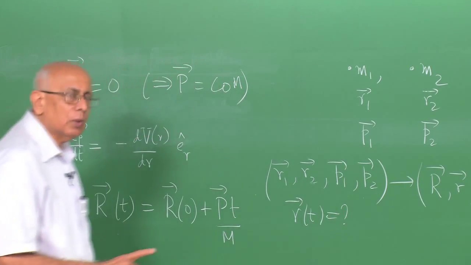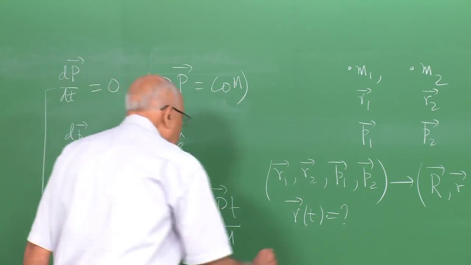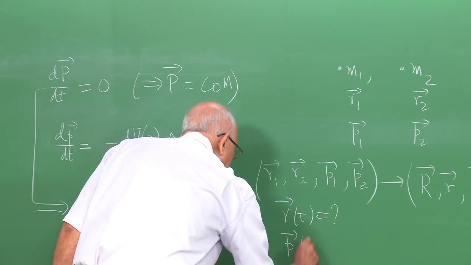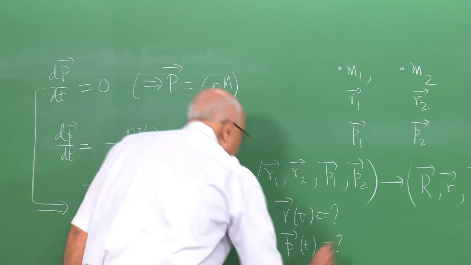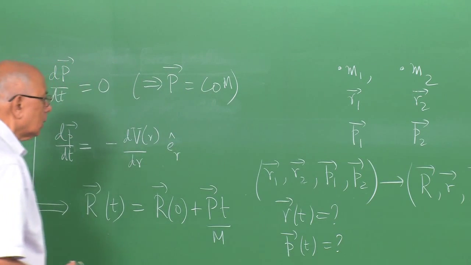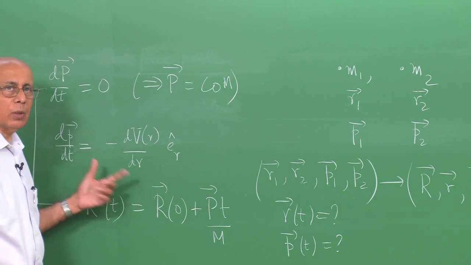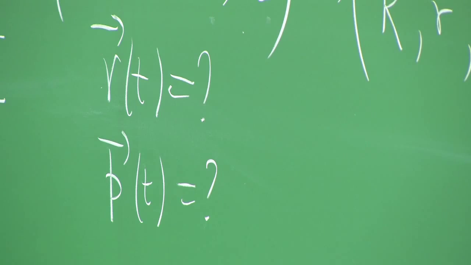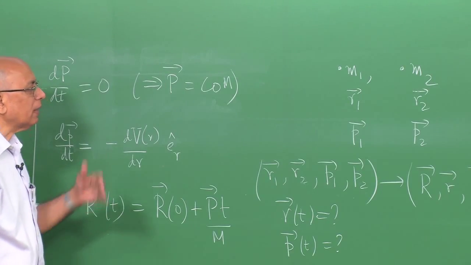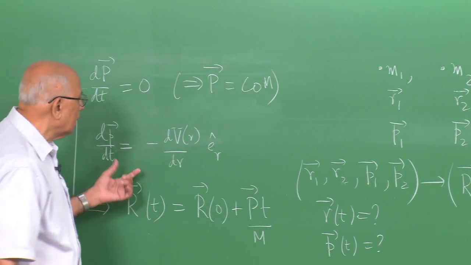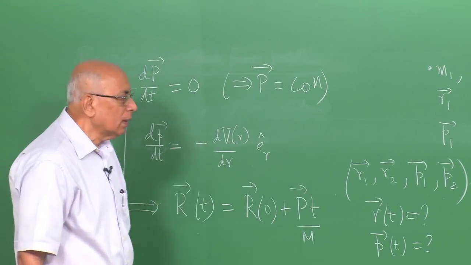Given r of 0, what is this r of t, and of course what is this variable p of t equal to. So this is the central force problem, the one body central force problem, because we now have a particle whose effective mass is mu, the reduced mass, and we would like to know what it does here.